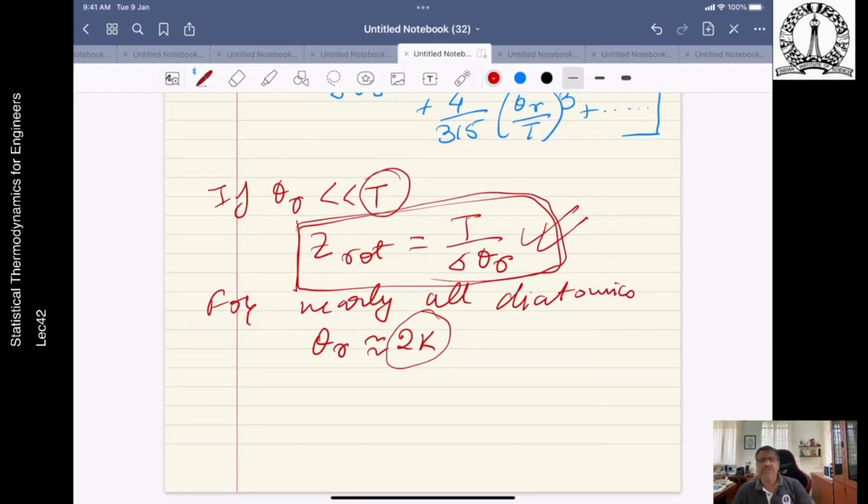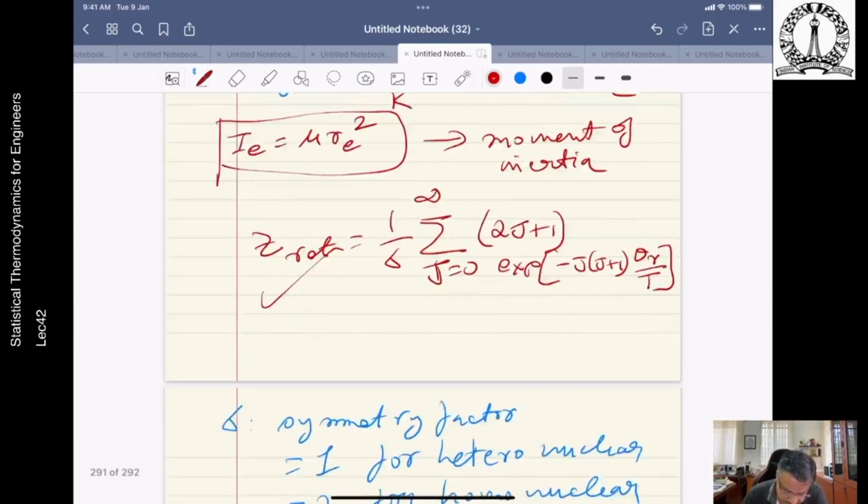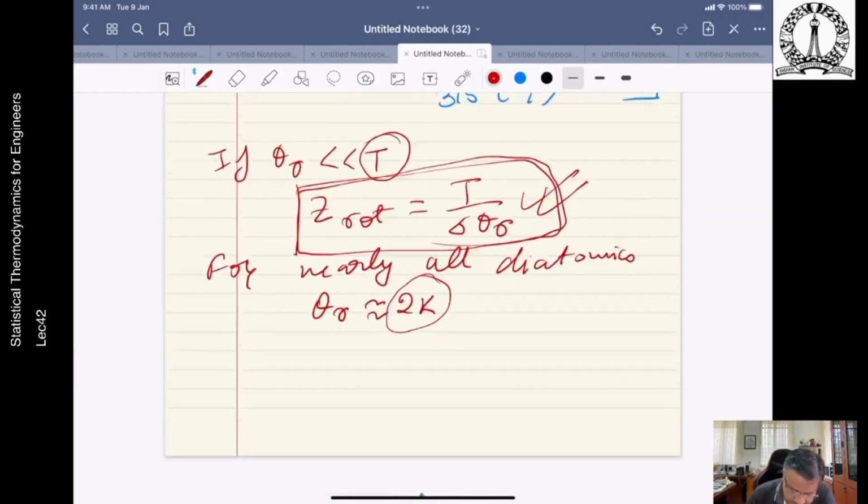Now, for hydrogen, for example, theta r is 87.55. So you need to do the full expansion. You need to integrate it, because then you need to go to this directly. So there are varieties of ways in which you can do this. So, we can write some protocols.